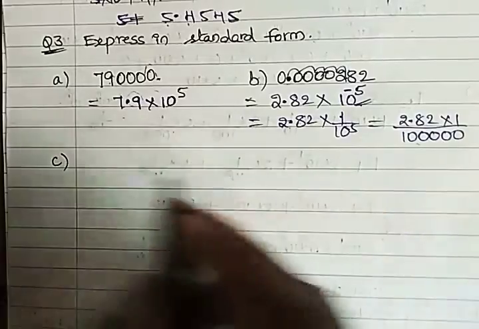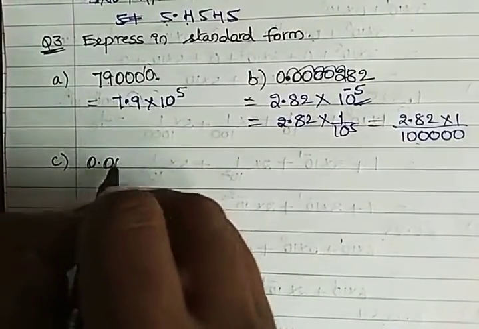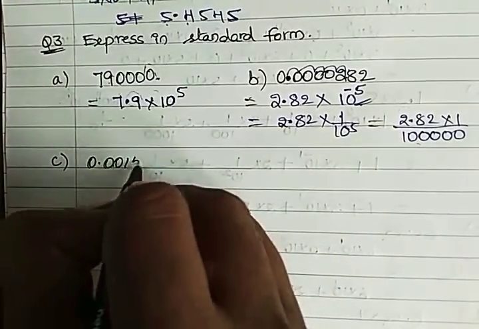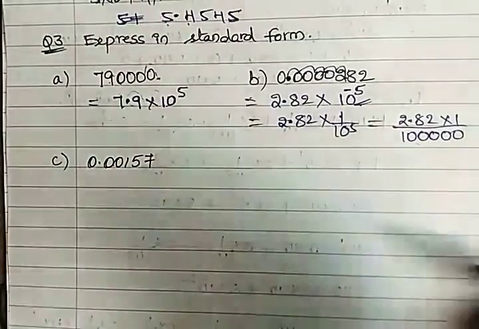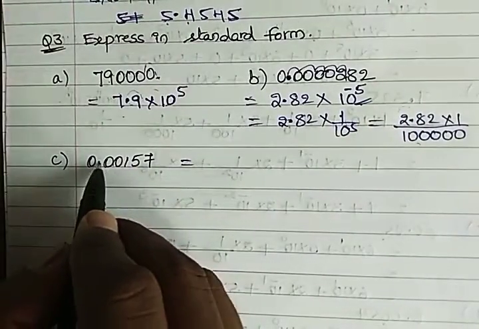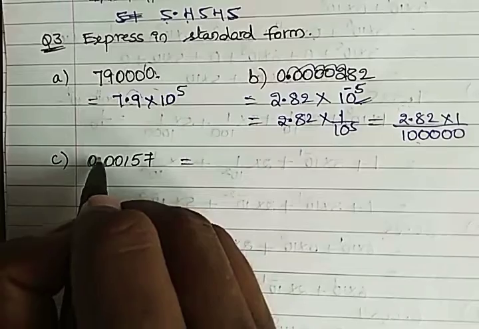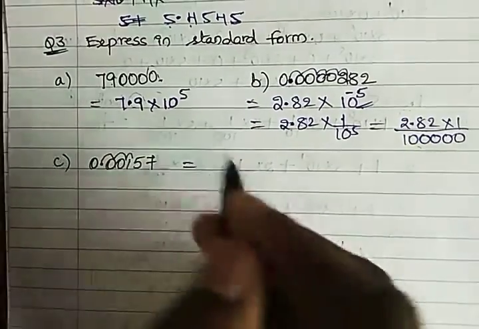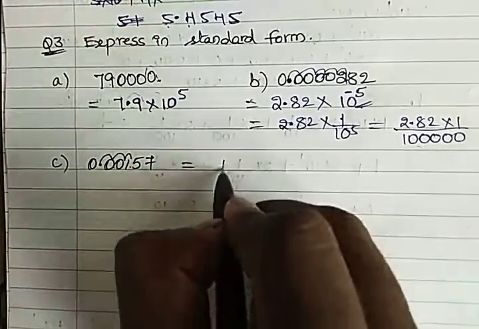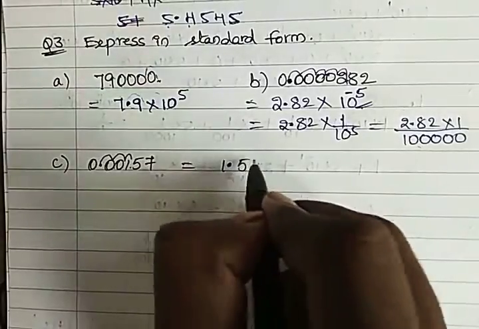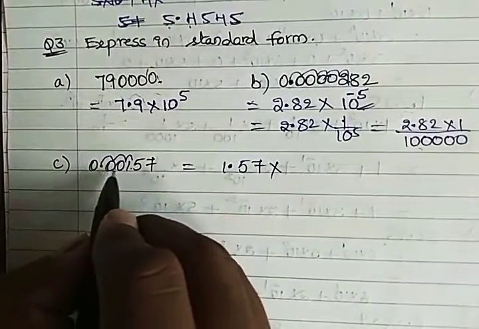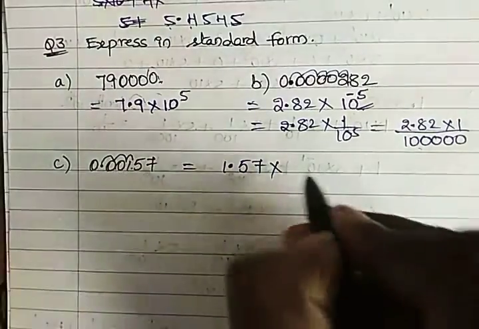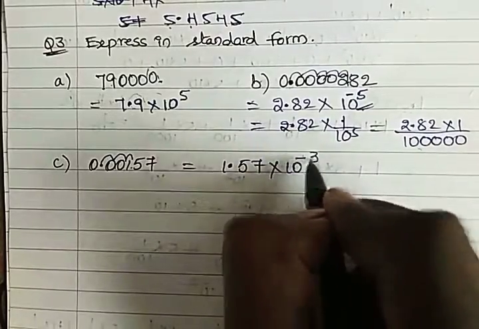is 0.00157. So here the decimal point is to be shifted from here 1, 2, 3 places. So when it comes to 1, the remaining 2 digits are 5 and 7. How many places did we shift? 1, 2, 3 places. So it is 10 power minus 3.